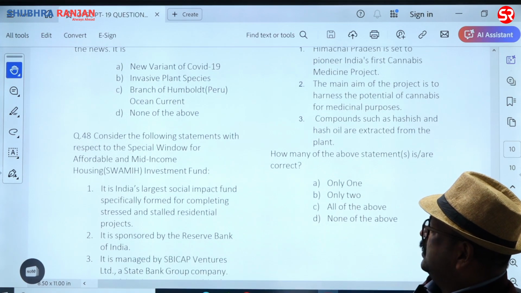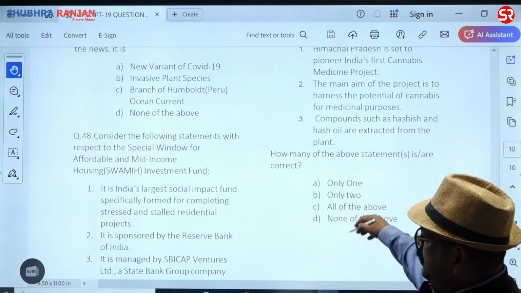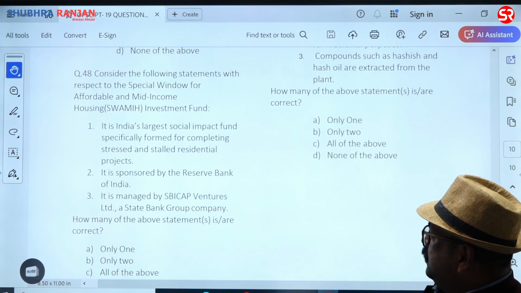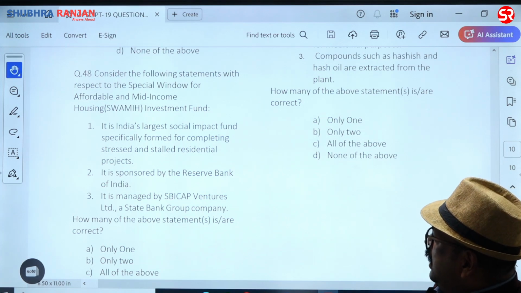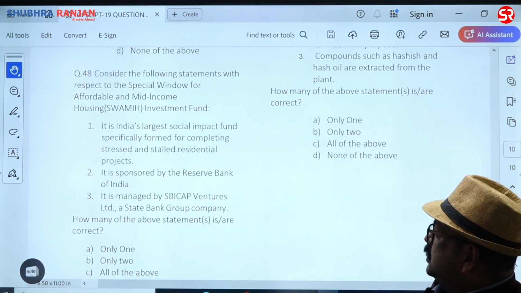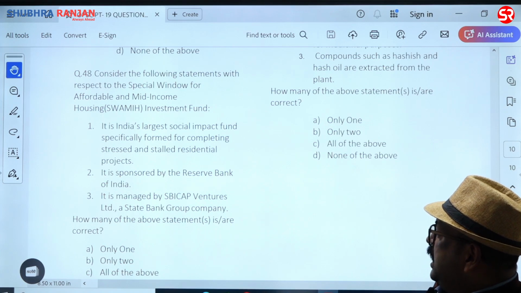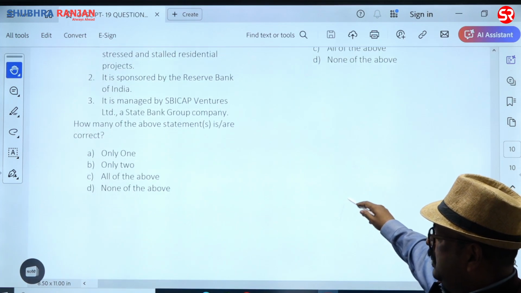Consider the following statement with respect to the special window for affordable and mid-income housing investment. 48. It is India's largest social impact fund, specifically formed for completing stressed and stalled residential projects. Wrong. It is sponsored by Reserve Bank of India. Yes, it is right. It is managed by SBI Cap Venture. Yes, it is right. So two statements are correct in it.